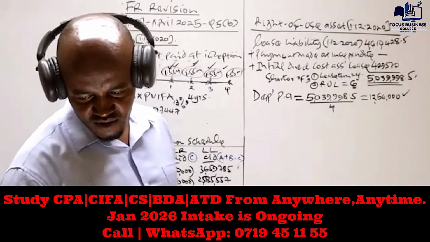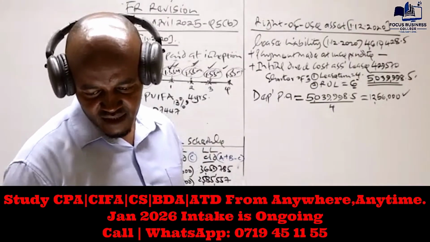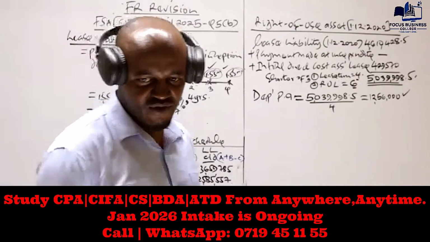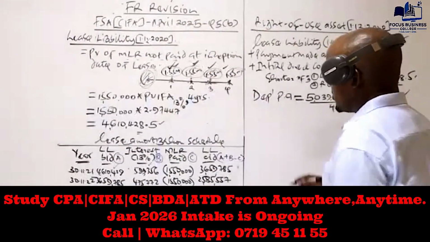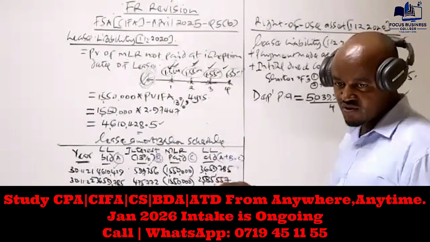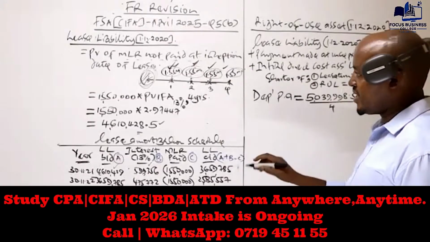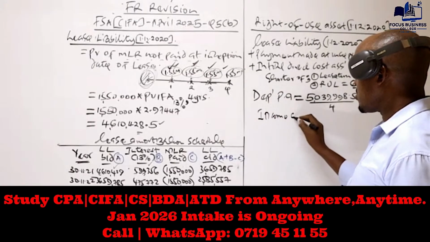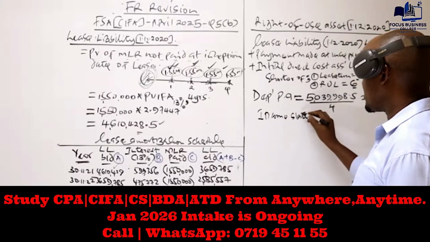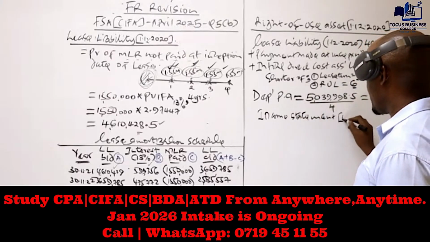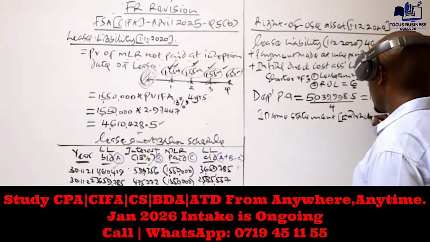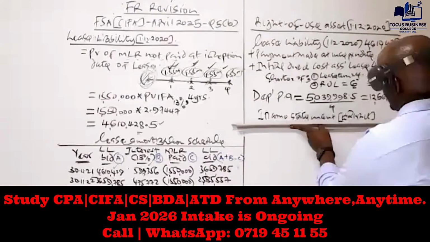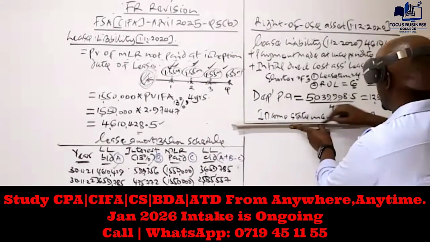But if you check what the question is requiring, we are required to analyze the accounting treatment of this in the financial statements. In such a case, what you need to do is prepare financial statement extracts. You show what was supposed to be recognized in relation to this lease. So we start by preparing the income statement extract.